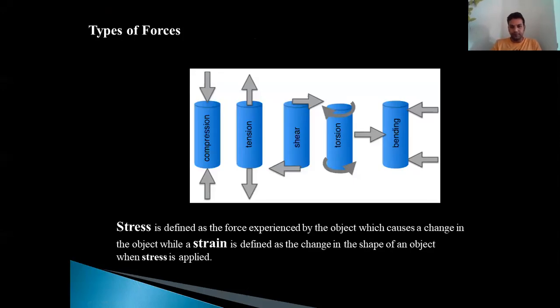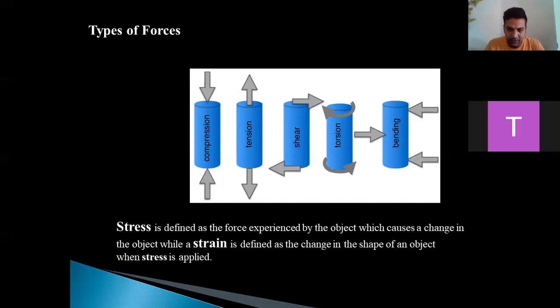Types of forces. Here you can see in the diagram that five fundamental types of forces are represented by the model. You can see that the first one is compression, the other one is tension, third is shear, then torsion, and bending. Let us see the first.